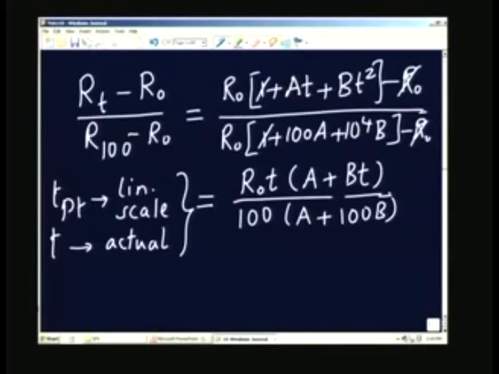Okay, R_t minus R naught divided by R100 minus R naught is equal to, R naught will also cancel, T into A plus B t divided by 100 into A plus 100 B.